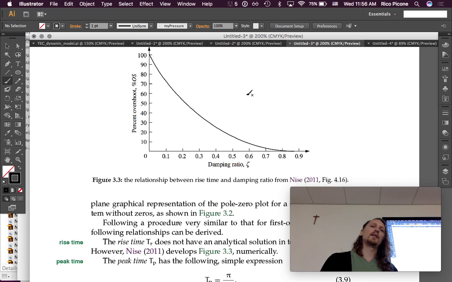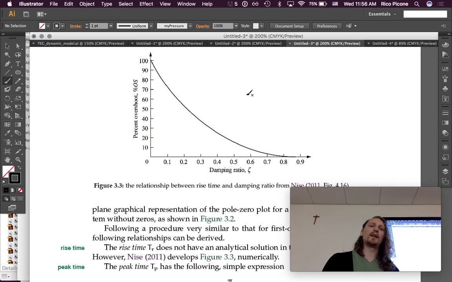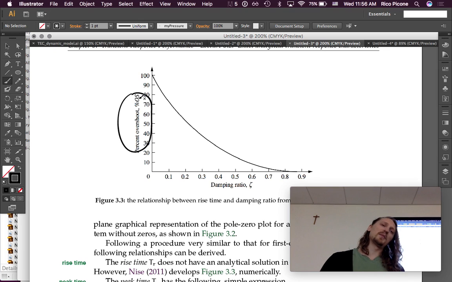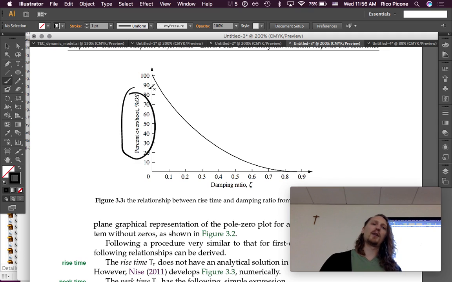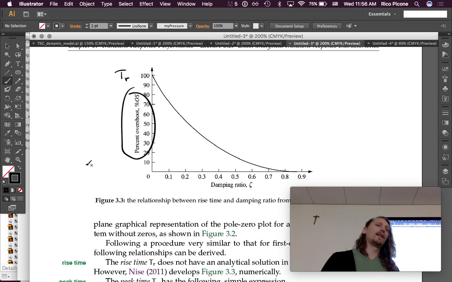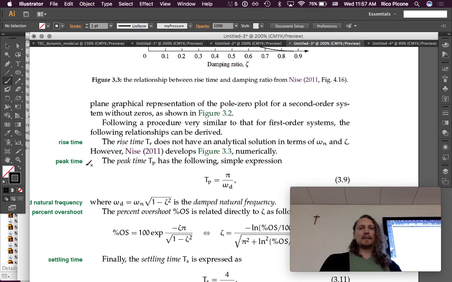Really useful. Oh, wait, I put the wrong one in, didn't I? I did. Guys, this isn't supposed to be the percent overshoot one. That one's easy. There's a nice formula for that. What I want is the one for the rise time. I'll send that out. It's my bad. It's in the Nise textbook, but I'll solve for it myself and make my own graphic, the way I should have done it instead of copying it and putting it in here.